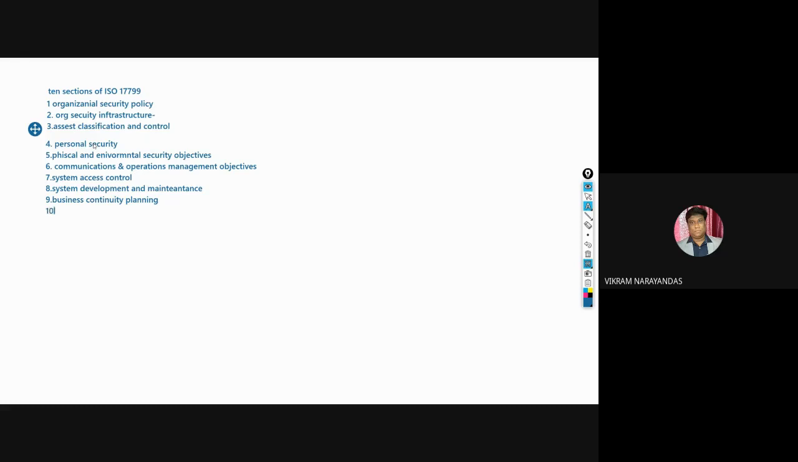And last one, compliance objectives. To avoid breaches of any criminal or civil laws. We also discussed different laws: criminal law, public law, private laws, civil laws. Avoid breaches of any criminal or civil laws or any obligations of any security requirements. So you want to remember these 10 sections, 10 objectives of the ISO standard 17799 series, most important.